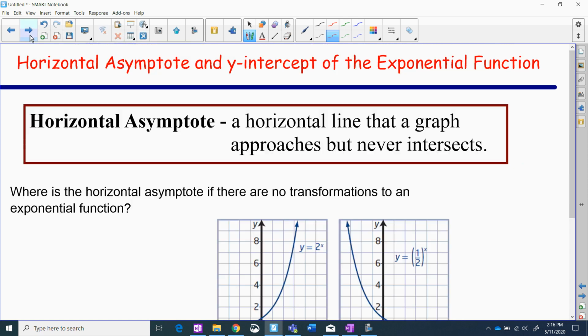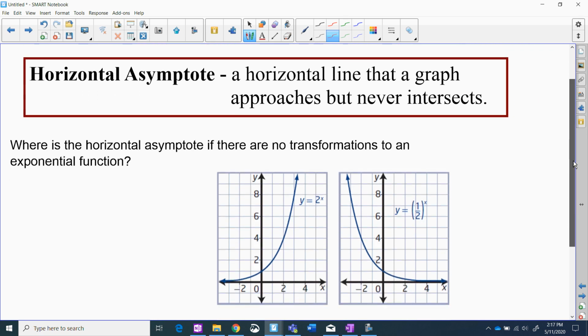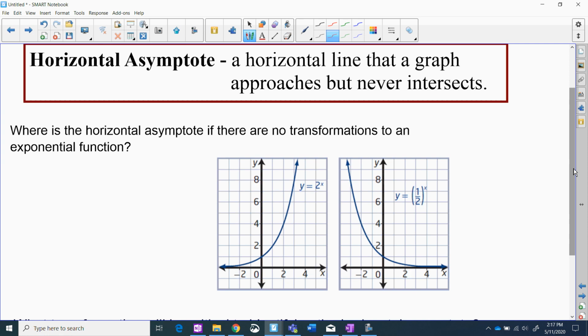Let's now look at horizontal asymptote and y-intercept a little bit more carefully. So I've already mentioned what a horizontal asymptote is. This is a written out definition. It's a horizontal line that a graph approaches, but never crosses. Intersects is another word that means crosses. So if I looked at these two functions, as we've already mentioned, they both have the horizontal line y equals 0 that they get closer and closer to, but never cross.